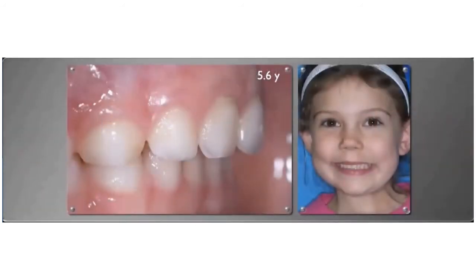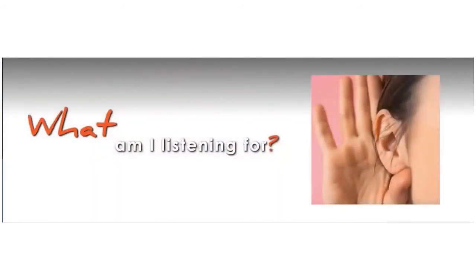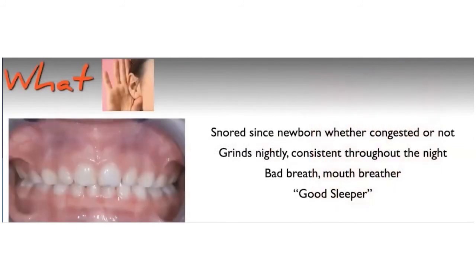So let's go through a patient really quickly and see if we can go through the exam and show you what our protocol is past the exam. So this young lady came in when she was 5 years old. What was I listening for? I was listening for the fact that she snored since she was born, whether she was congested or not. She grinds her teeth every night, and it goes throughout the night. She has bad breath and is a mouth breather. But her mom described her as a good sleeper, the good sleeper of the family, at which time I said, I need to see your other kids, because good sleeper she's not getting good sleep. She's just not bothering you. Most parents will call the good sleeper the one that doesn't get up and get in their bed.